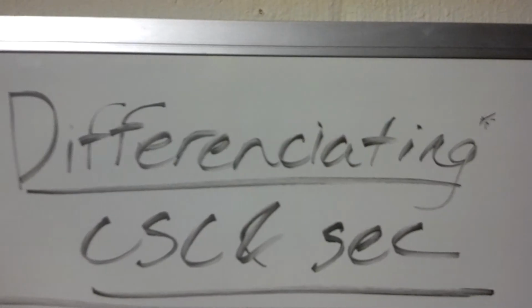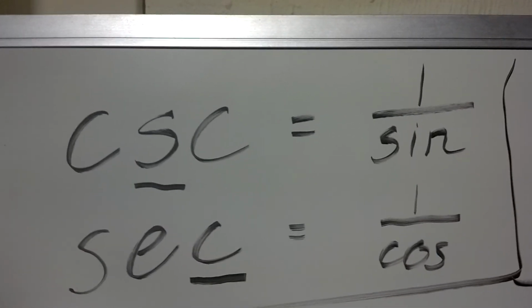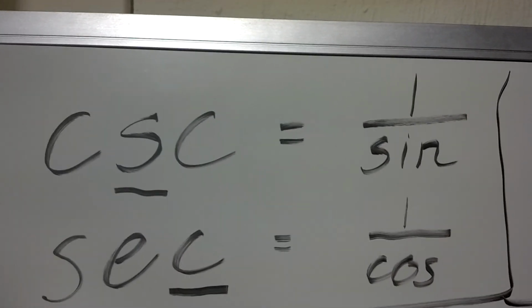Hello again! If you're here, you have trouble remembering and differentiating cosecant and secant. So, here we go. Cosecant is equal to 1 over sine. Secant is equal to 1 over cosine. And here is how I remember that.